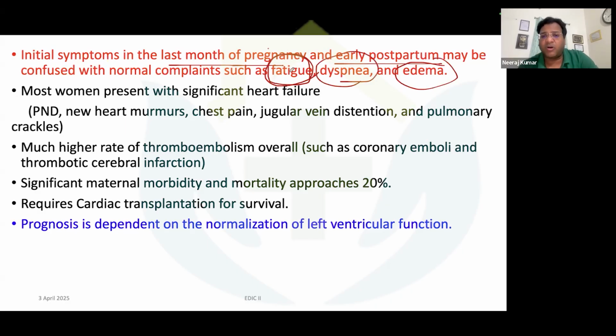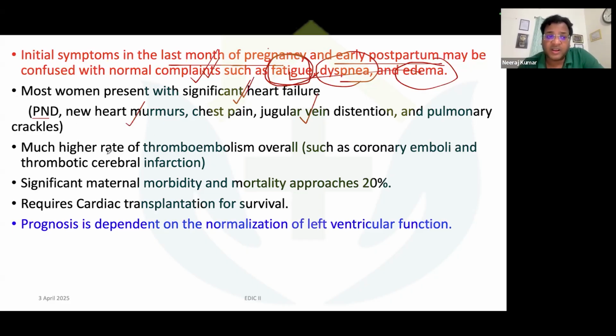All these three symptoms happen in exactly the same period. These are normal also, and these are helpful for diagnosing PPCM. But if it happens in the last month of pregnancy or early postpartum, you can think of PPCM more if you do these echo findings. Most women present with significant heart failure in the forms of paroxysmal nocturnal dyspnea, some new onset of heart murmurs, then JVP distension, and then pulmonary crackles.